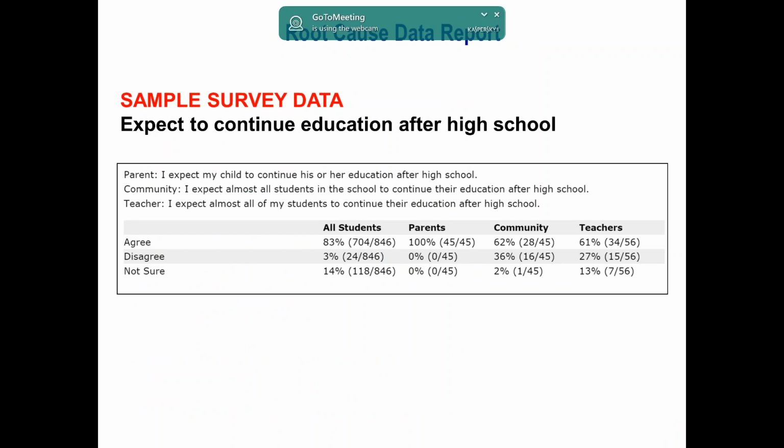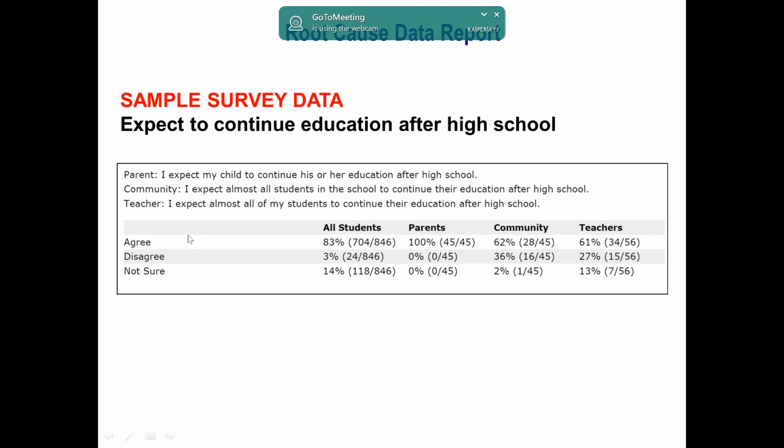Okay, so here's what it might look like. This is on the expectations report, and this is a real school's data, by the way. So we pulled off the survey questions, and the report will tell you what the questions were. For the parent, it was, I expect my child to continue his or her education after high school. For the community, I expect almost all students in the school to continue their education after high school.